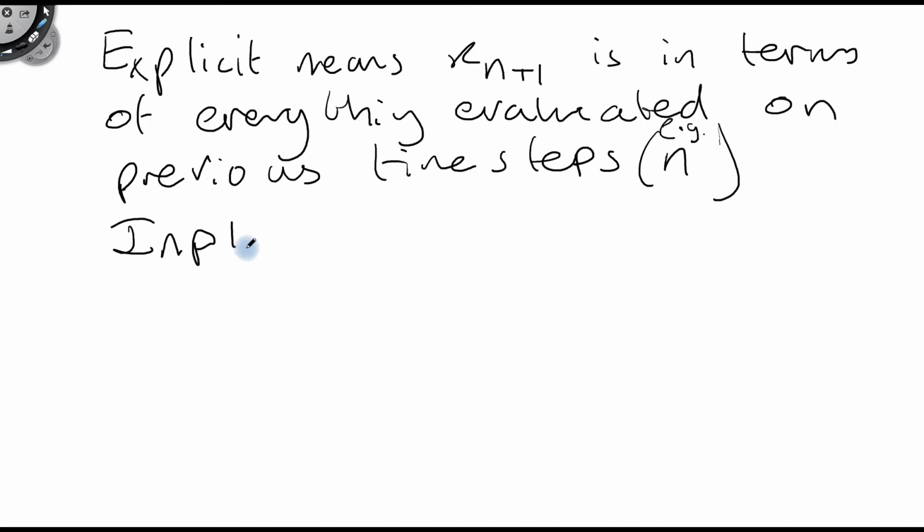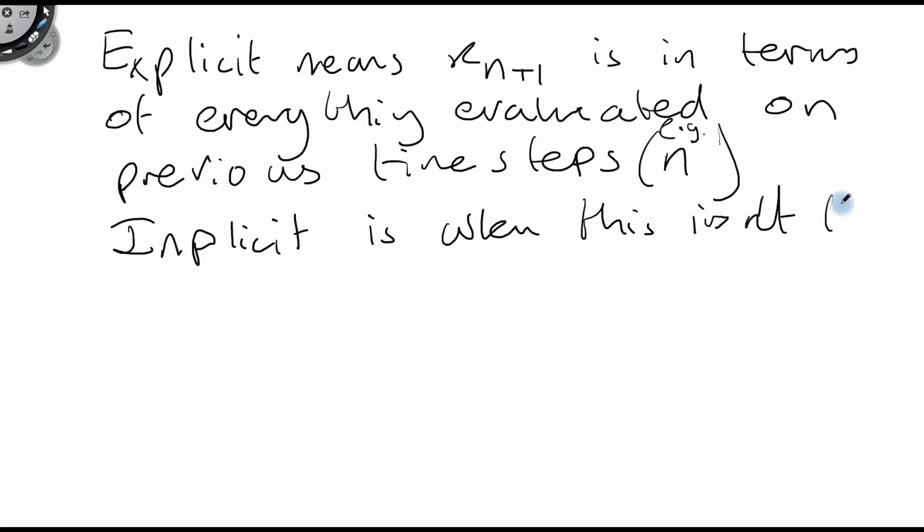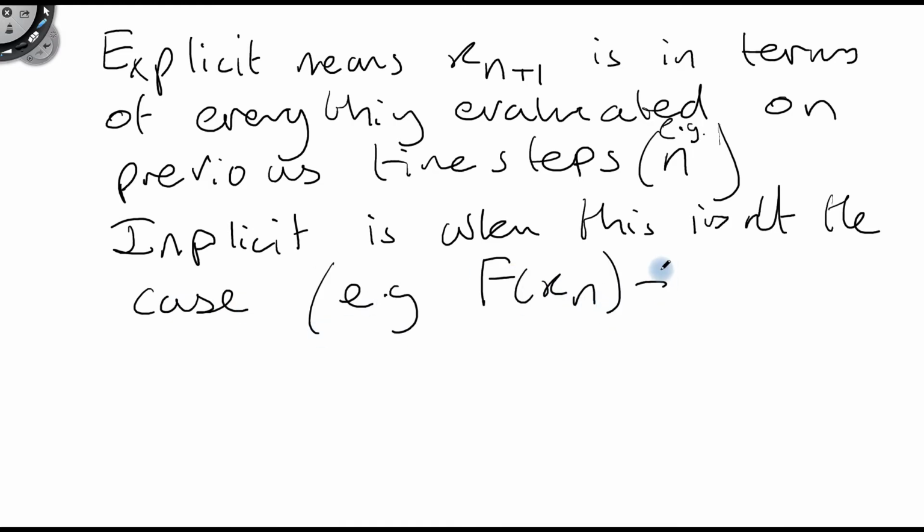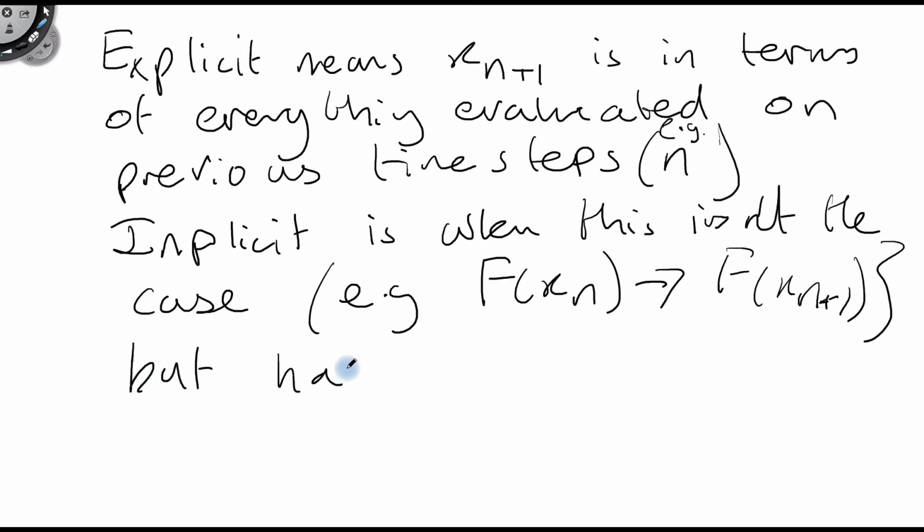Implicit is when this isn't the case, so we've now evaluated the right hand side at the n+1 case. So e.g. this change of f of x at n to f of x at n+1 now. But it has, and I need to show you this, better stability.